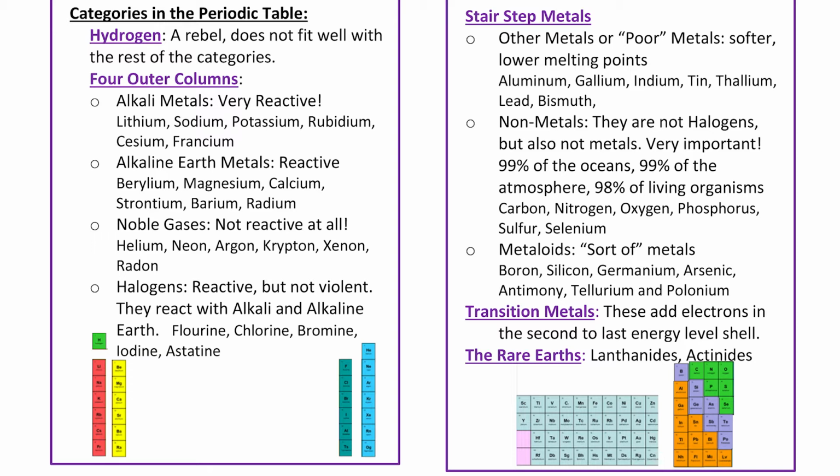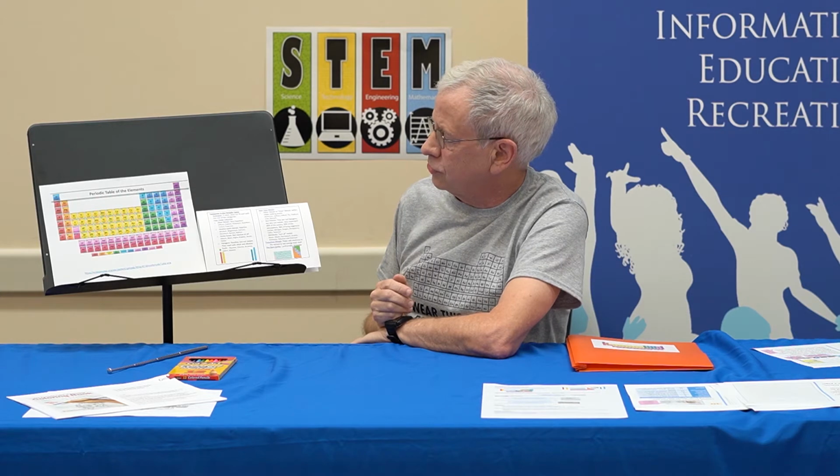The four outer columns are called the alkali metals on the very far left. The alkaline earth metals are the second column. Then on the far right, you have the noble gases. And beside the noble gases are the halogens. Now, each of these have a similar atomic structure, and that causes them to behave in a similar way.